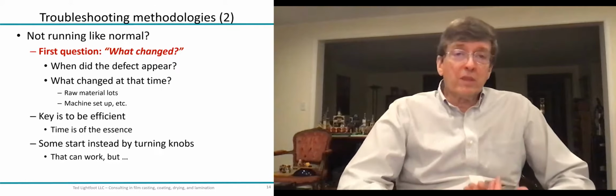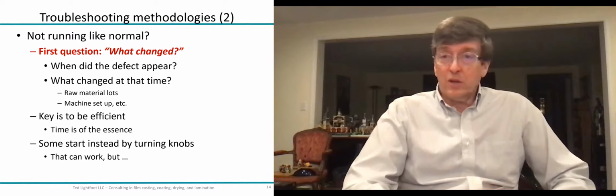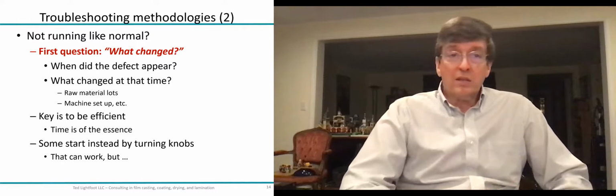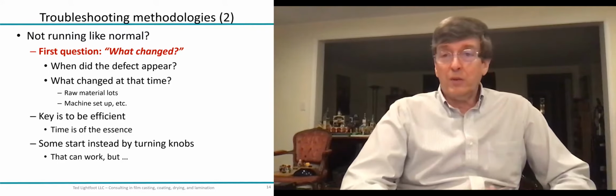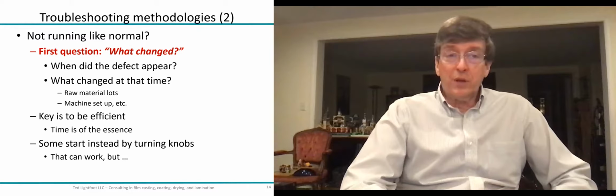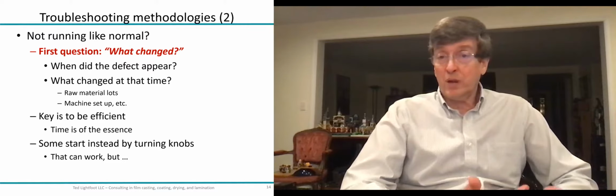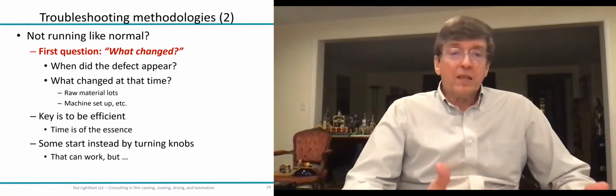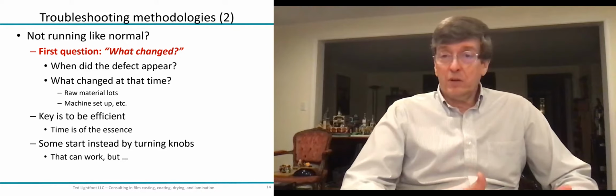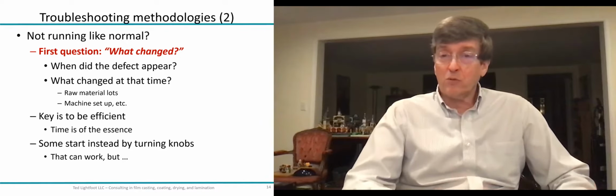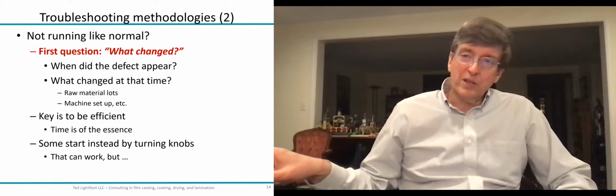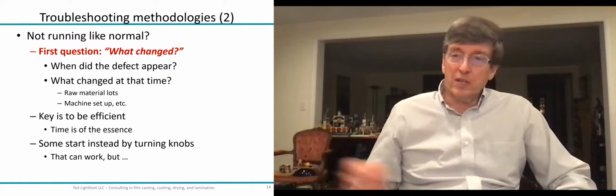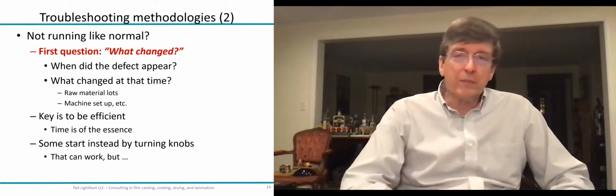So if the operators can't do it, they're going to call on somebody like you. And the first question out of your mouth ought to be, okay, what's changed? When did the defect appear? What else changed at that time? Is it a new lot of raw material, probably the biggest source of process upsets. The key is to be efficient and be quick. I mean, these are questions you ask in the control room, not in a meeting that you arrange in the staff conference room at 2:00, right? This is very real time.